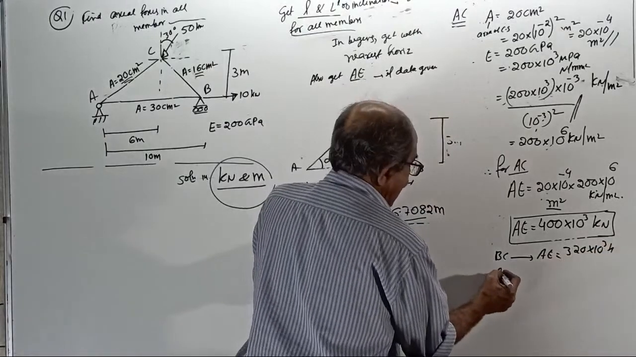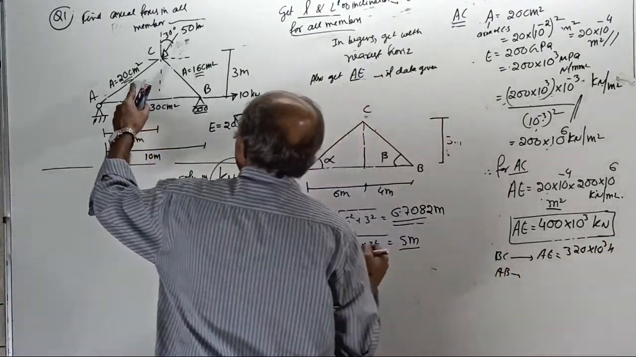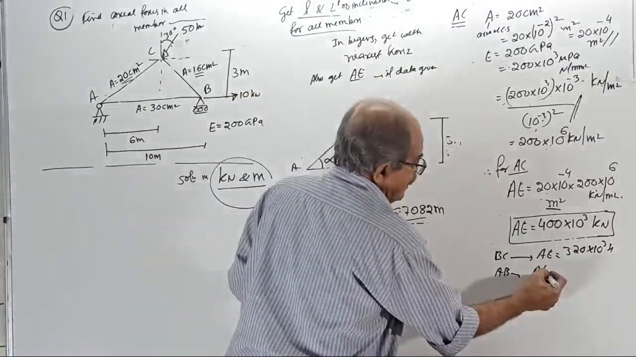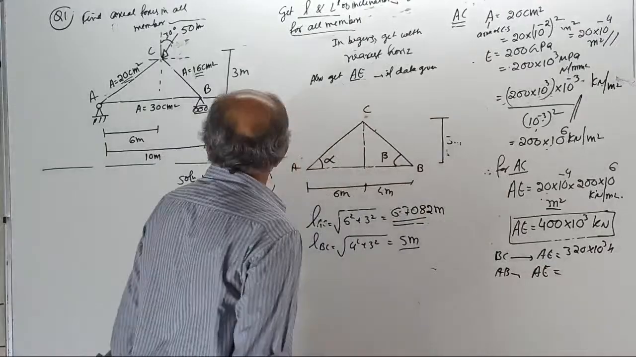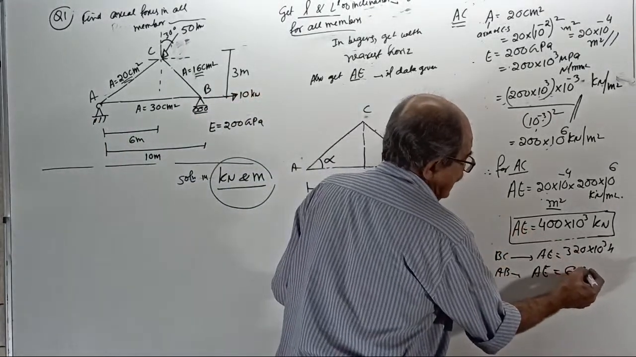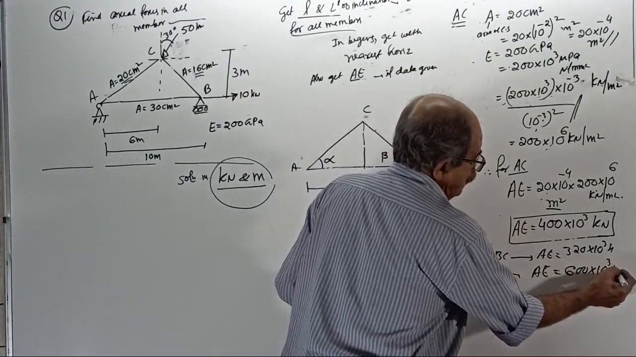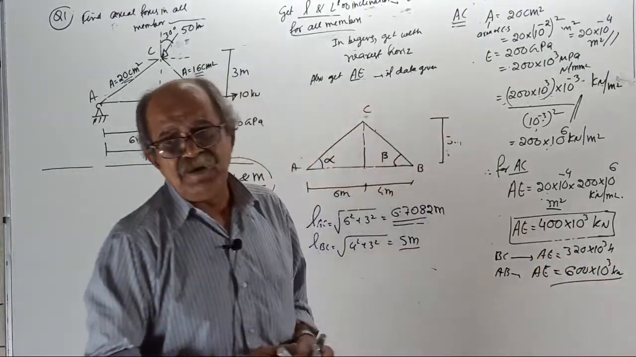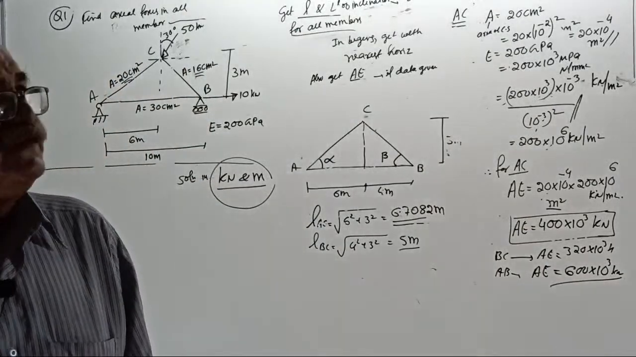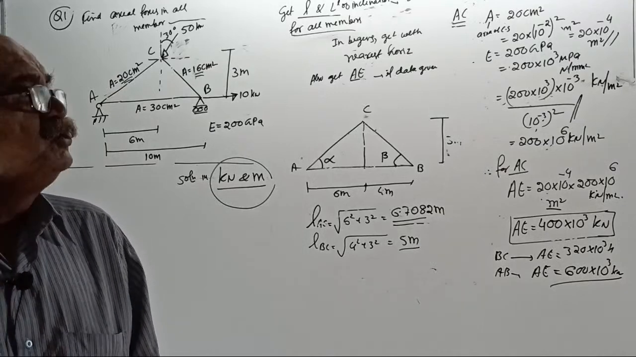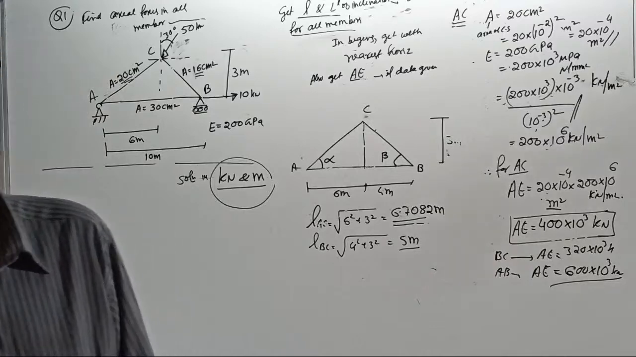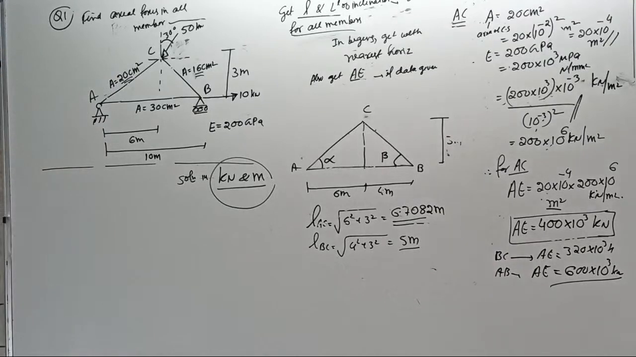And for the AB member, 20 became 400. Tell me what it will become? AE member, AE equal to. For this member, 30 centimeter square, into 400, 600 into 10 to the power 3 kilonewton. Is the procedure fully clear or not? This question will take 2 days. Usually when I do offline class, the first question takes 3 or 4 hours, so that everything will be told.